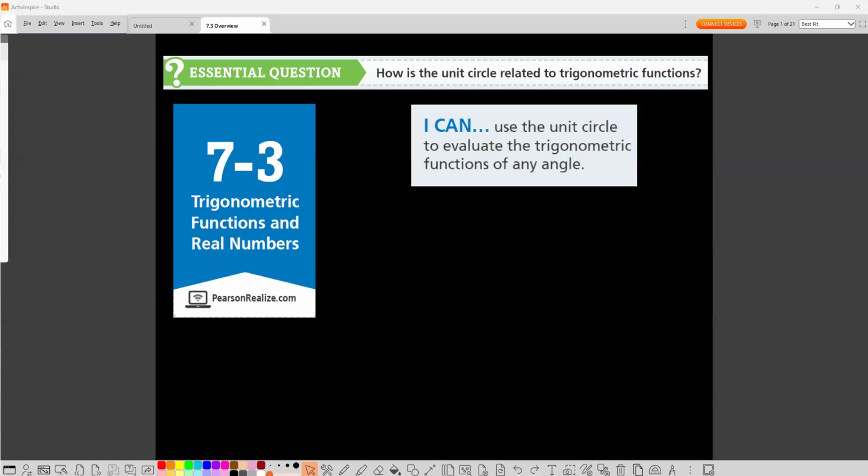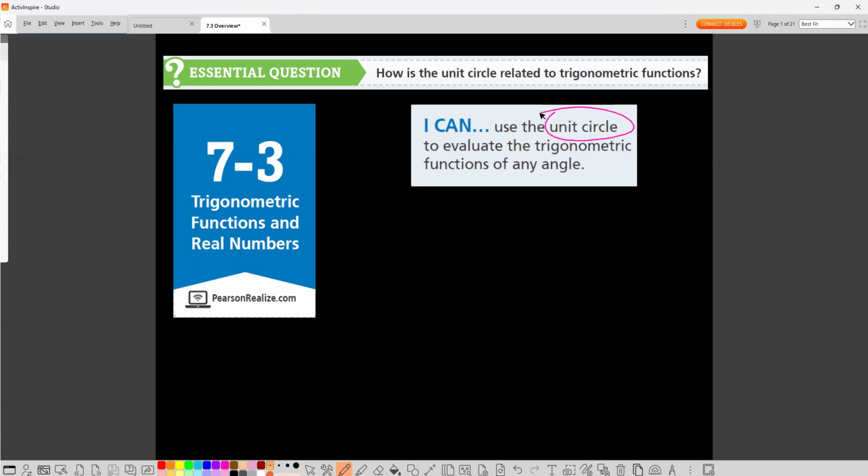Hey everybody, we're here looking at lesson 7-3 in Algebra 2. And we're going to take a little further dive into trigonometric functions and real numbers. And you're going to be using the unit circle here. Still, we've been working on that the last couple lessons.